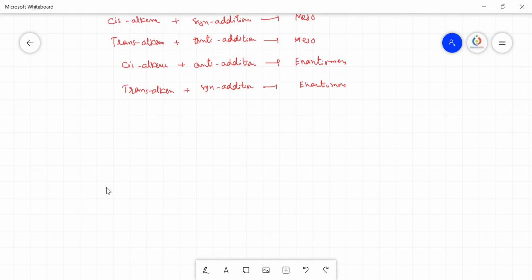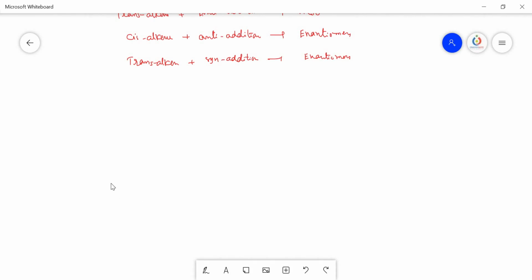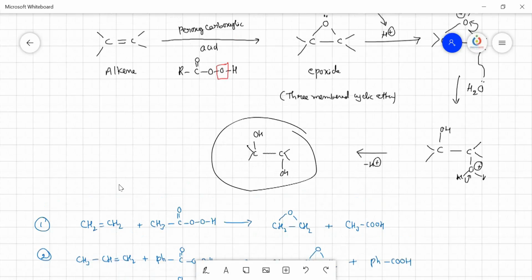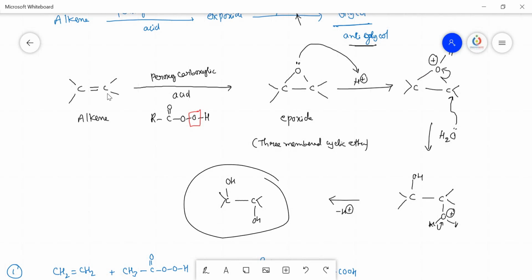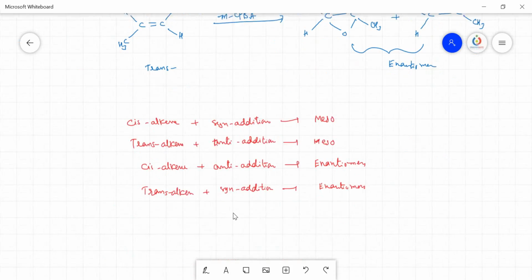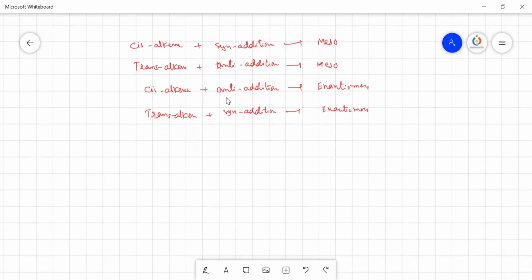Concept. What happens if this epoxide is subjected with the mineral acid? That mechanism was discussed yesterday. Just to see here, this is the mechanism. Initially, the alkene is subjected with the peroxy acid and we got the epoxide. When the epoxide is treated with the mineral acid followed by hydrolysis, we get the OH groups on the opposite side. So for that, I'll take one or two examples here.